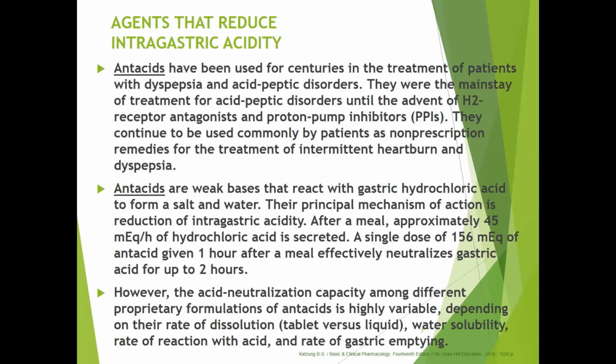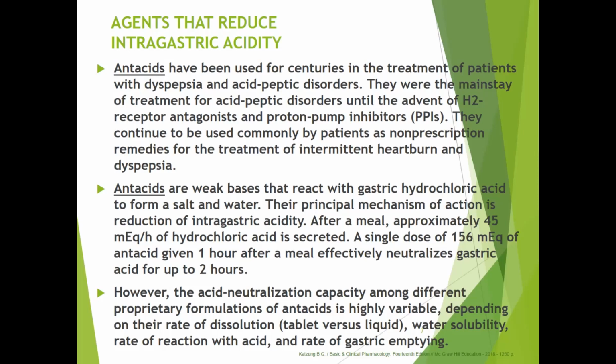What are the agents that reduce intragastric acidity? First, antacids. Antacids have been used for centuries in the treatment of patients with dyspepsia and acid peptic disorders. They were the mainstay of treatment for acid peptic disorders until the advent of H2 receptor antagonists and proton pump inhibitors. They continue to be used commonly by patients as non-prescription remedies for the treatment of intermittent heartburn and dyspepsia.